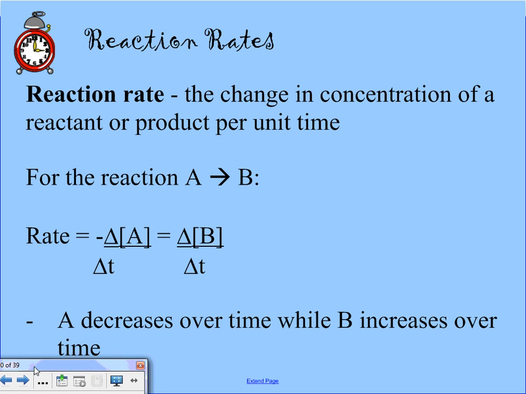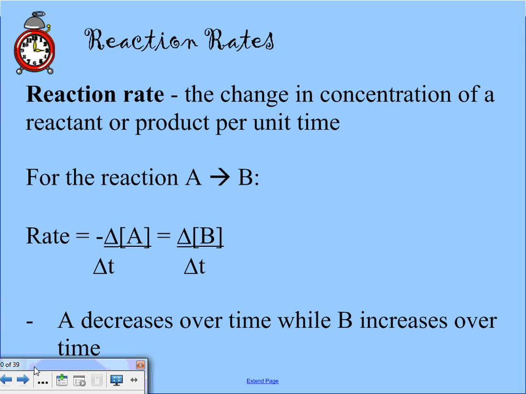The next part of these notes deals with reaction rate specifically. Reaction rate is the change in concentration of a reactant or product per unit time. So for the reaction A yields B, rate can be defined as one of two things. It's the change in the concentration of A over time, so how fast the A decreases in concentration, or the change in concentration of B over any period of time.